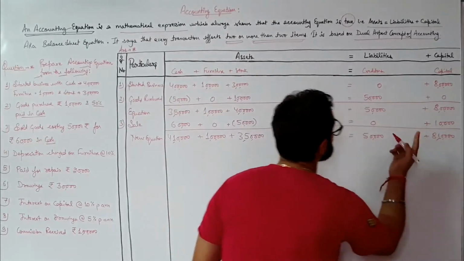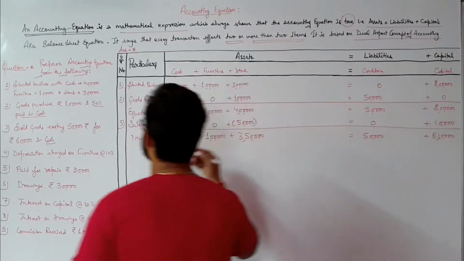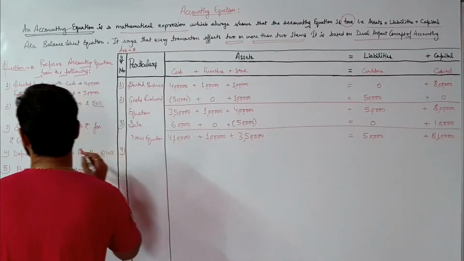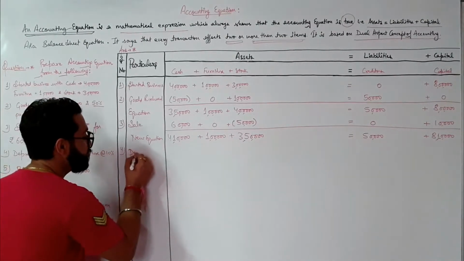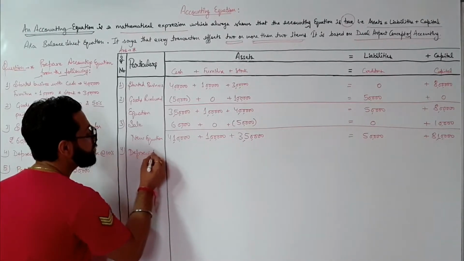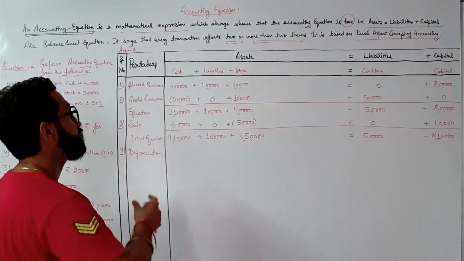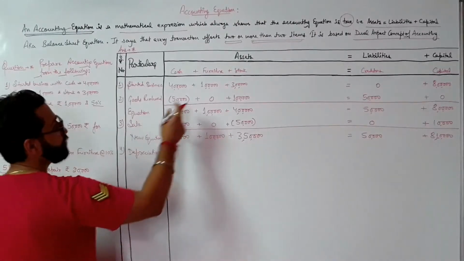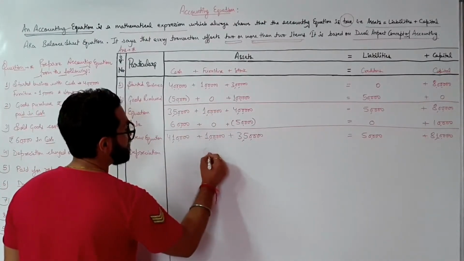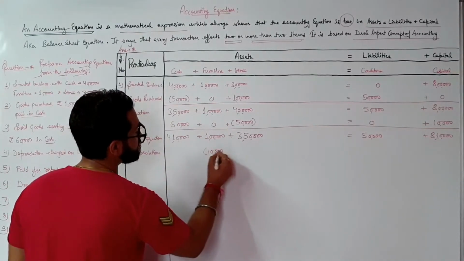Now here also the total is 8,60,000. Now the fourth transaction. Depreciation charge on furniture 10%. Depreciation is a non-cash expense which reduces the value of an asset. Now furniture is of rupees 1 lakh. So 10% of 1 lakh is 10,000.